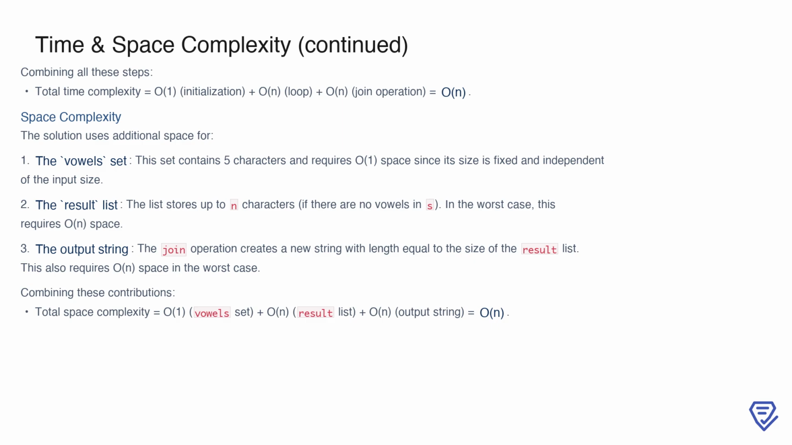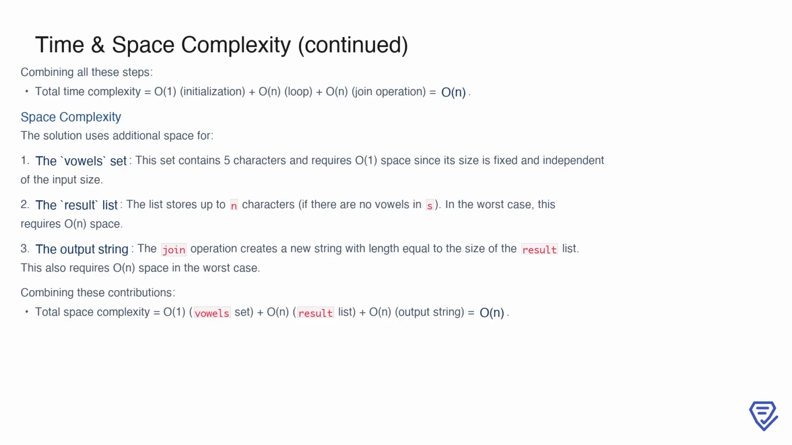Moving on to space complexity, the solution requires additional memory for three components. First, the vowel set, which is fixed in size and holds only 5 characters, so it takes O(1) space. Second, the result list, which stores all non-vowel characters from the input string. In the worst case, if the string contains no vowels, the list will store all n characters, requiring O(n) space.